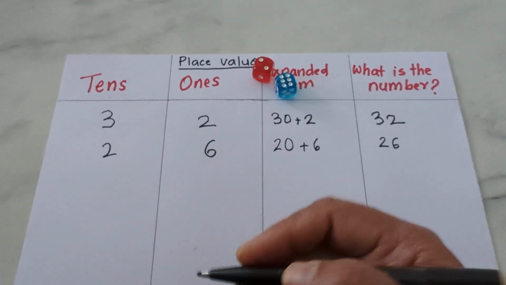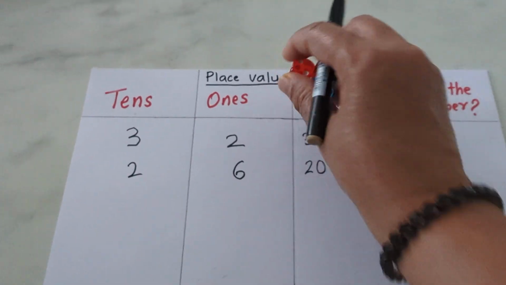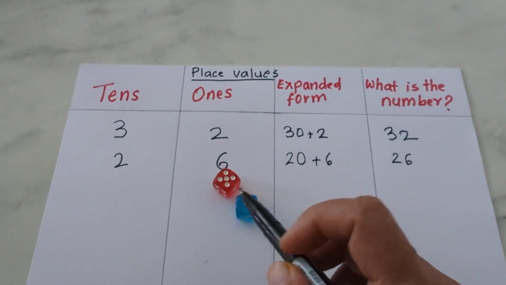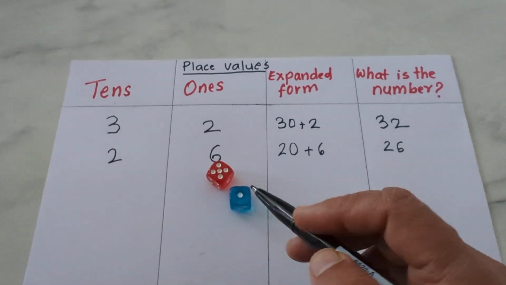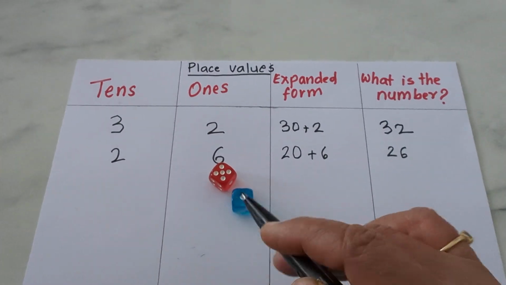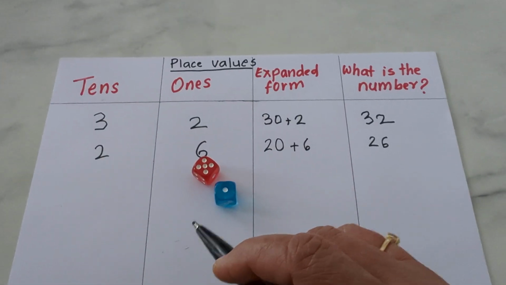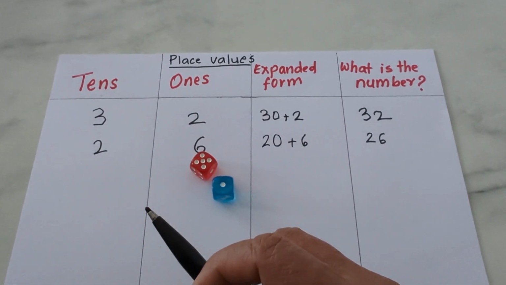So you can give this activity to your children. Let them roll the dice by themselves, pick up the number that has come on the die, and then write it down as tens and ones and practice the expanded form and knowing what the number is.